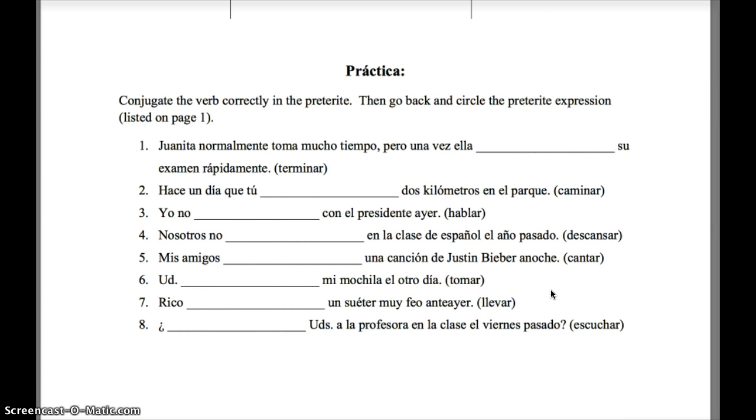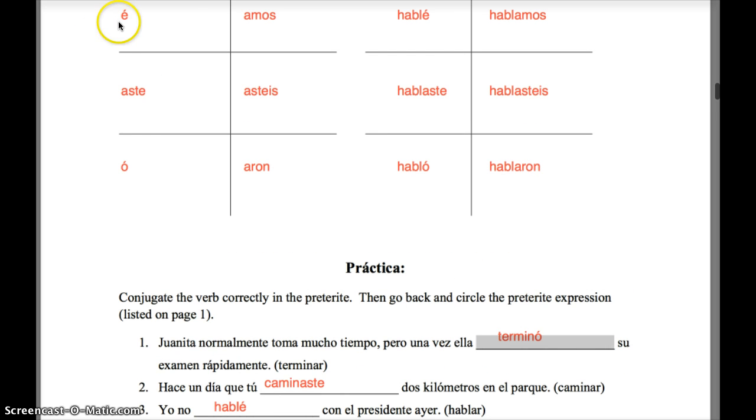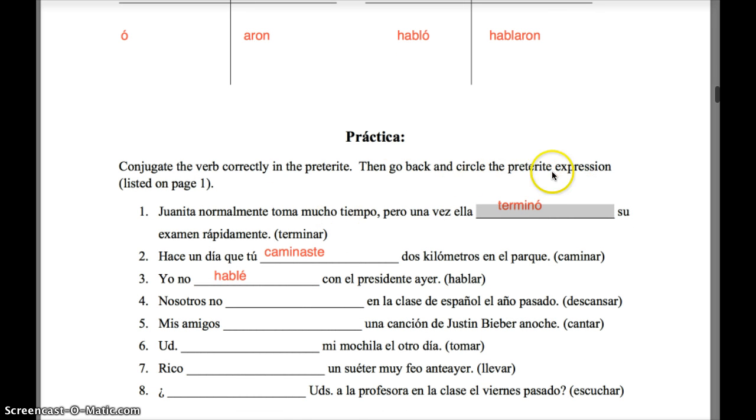It says to circle the preterite expression. So, let's see. Okay, so my subject here is ella, and the verb is terminar. I'm going to remove my AR ending, and if I go back up to the chart, it is feminine. Ella doesn't include the word yo, so it's not that one. Doesn't include the word tú, so it's this one, terminó. And this one says tú, so it's going to be aste. And this one says yo, so it's going to be é.